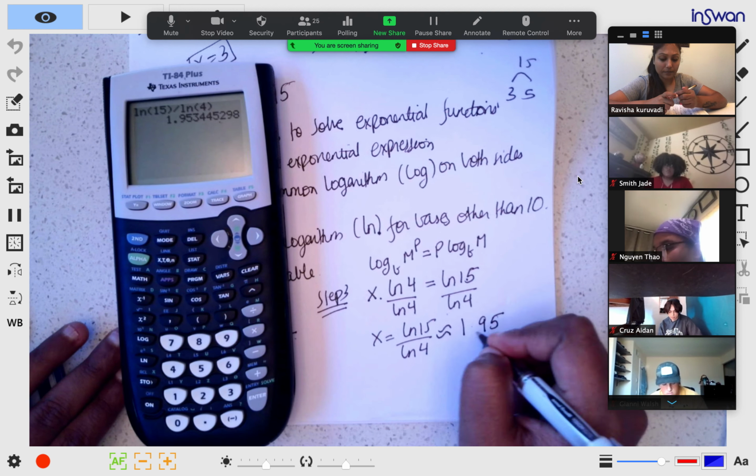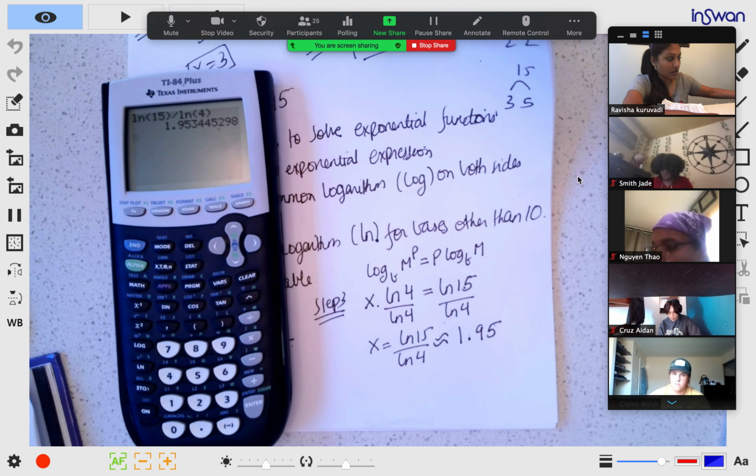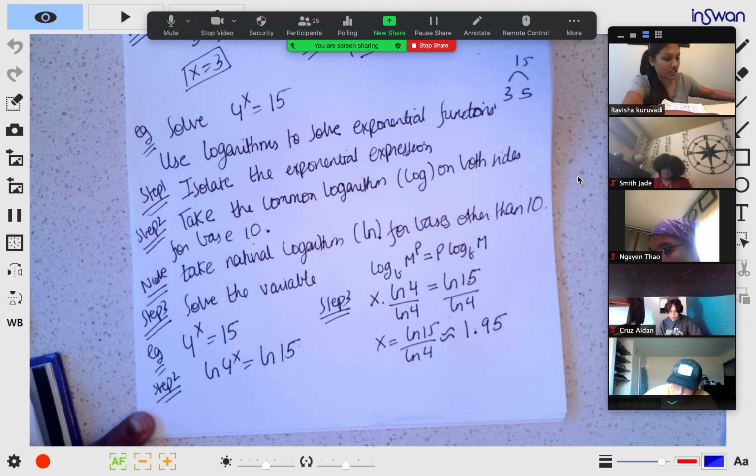Miss K, if this is on our homework, will we have to get the exact number, the decimal? If the question says up to 2 decimal places, do that. If it does not say decimal places, just put your answer like this.